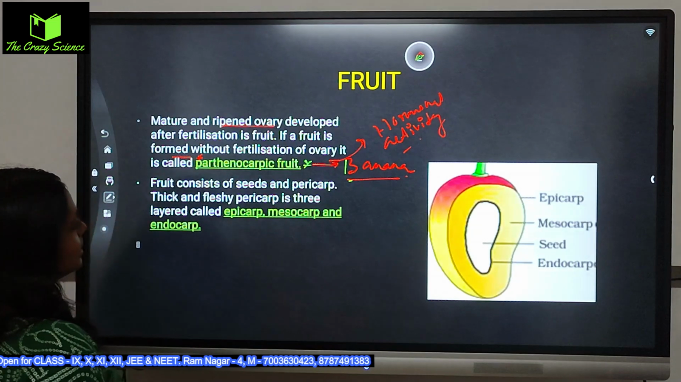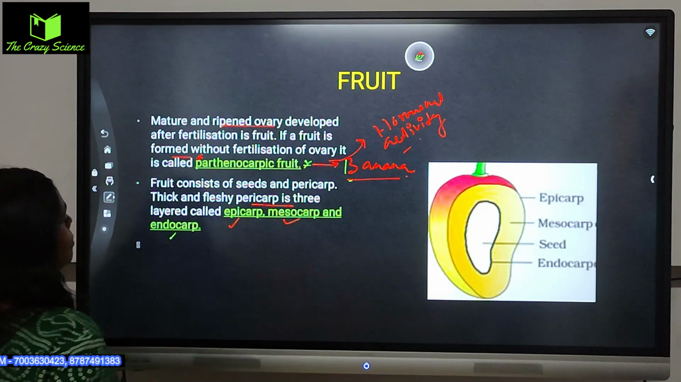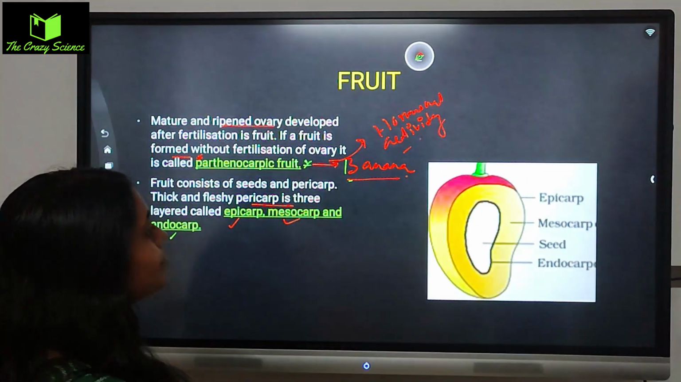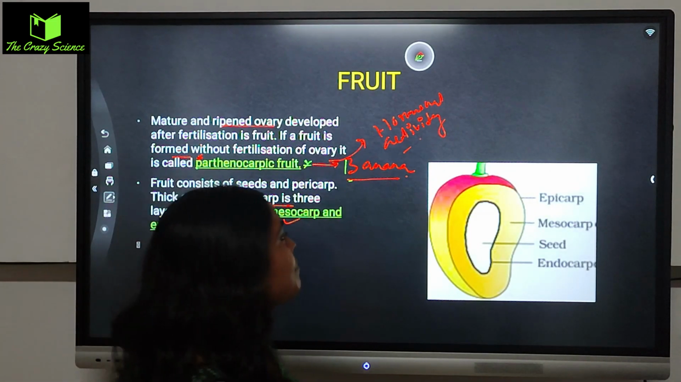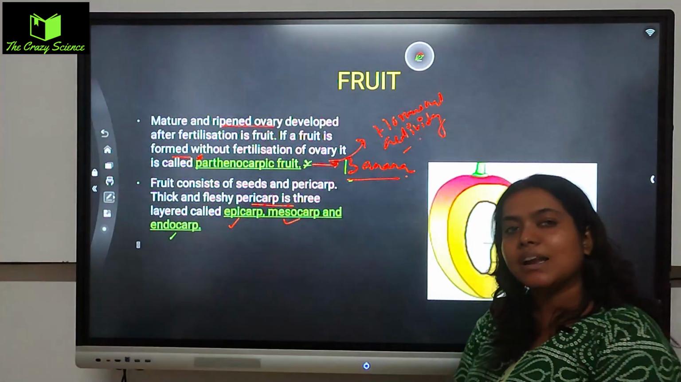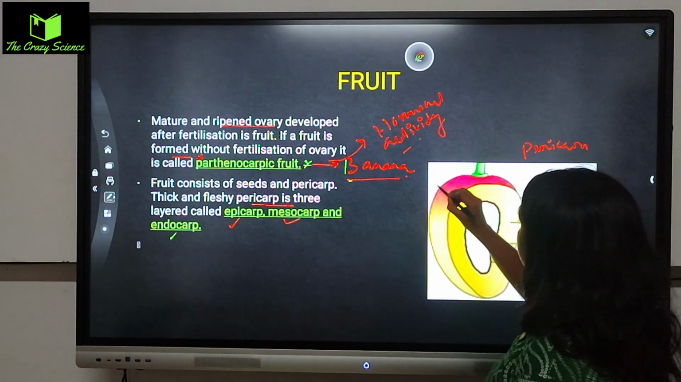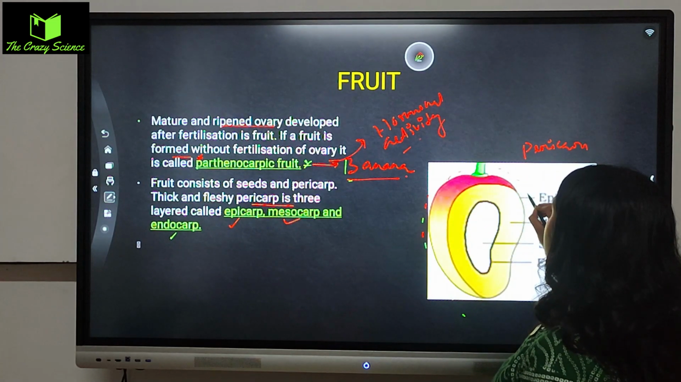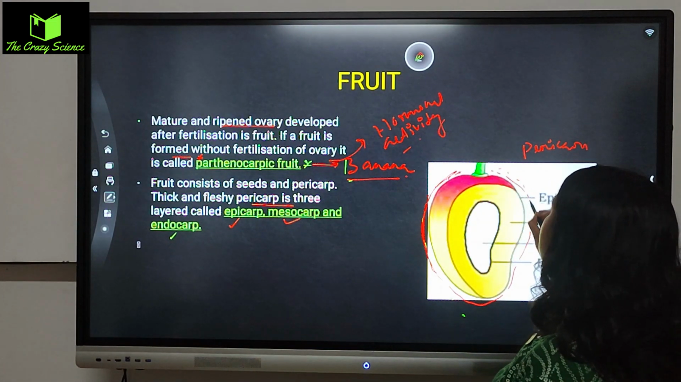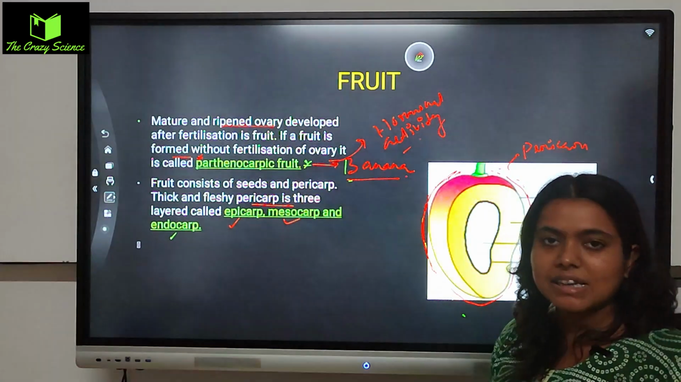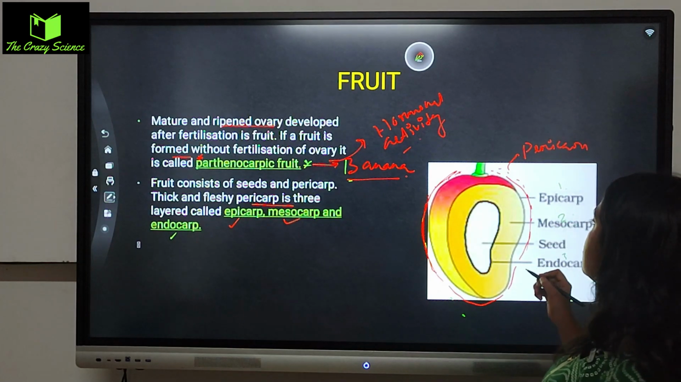Next is a fruit consists of the seed and pericarp. Thick and fleshy pericarp is 3 layers, epicarp, mesocarp and the endocarp. So basically fruit consists of a seed and pericarp. Pericarp means the outer layer of the fruit, যেটা বাইরের লেয়ার থাকে এটাকে pericarp বলে একটা ফ্রুটে। ওকে, যেটা একটা সিডকে কভার করে রাখে, একদম ভেরি ডেলিকেট টাইপের যে কভারিং থাকে এটাকে পেরিকার্প বলা হয়। পেরিকার্প বেসিক্যালি 3 টাইপস এর হয়, one is epicarp, second is mesocarp, and 3 is endocarp.